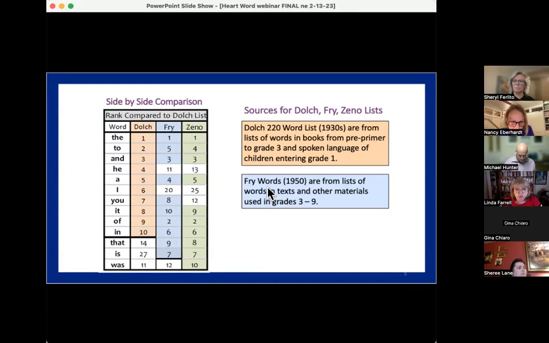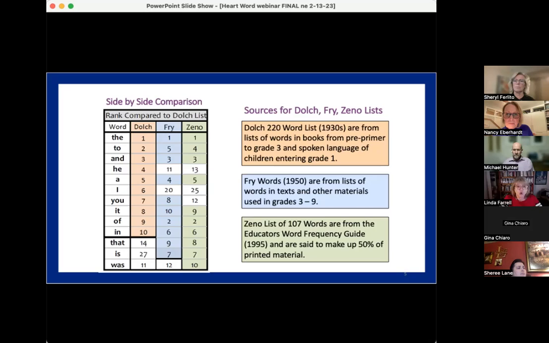Fry words, which came from 1950, are from lists of words in texts and other materials used in grades 3 to 9. So we would expect to have more variation in the more frequently used word lists in Dolch than we would in Fry because of where they chose the words.